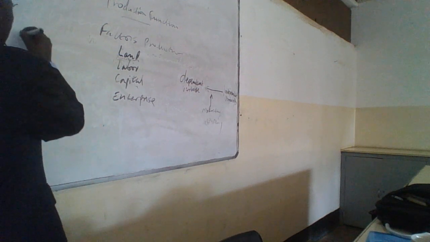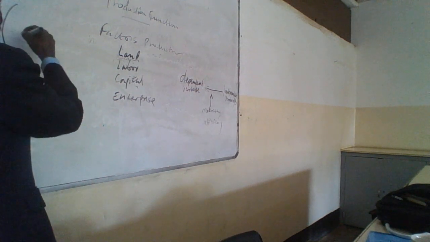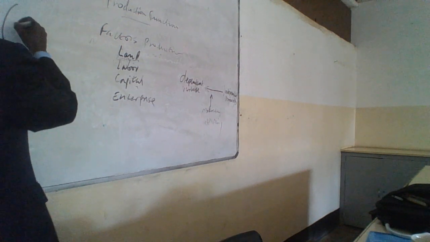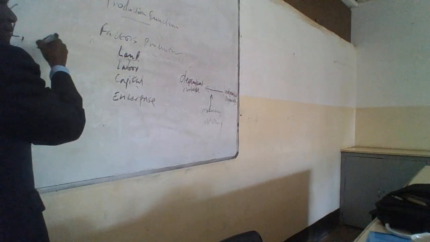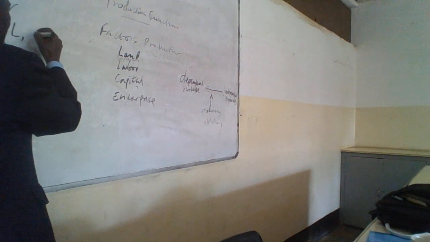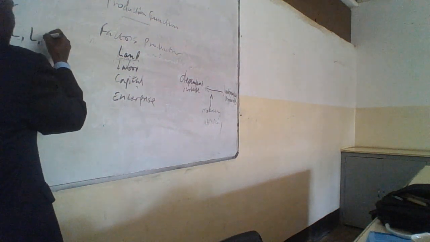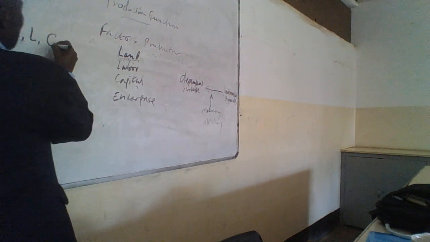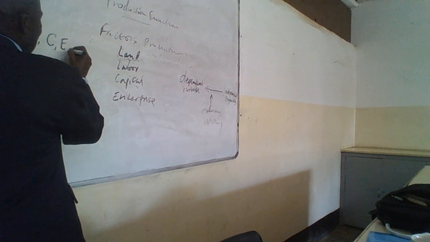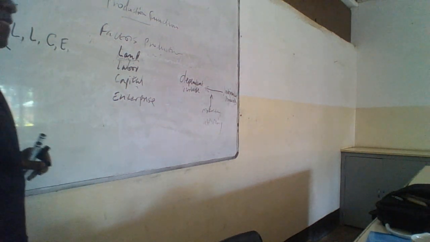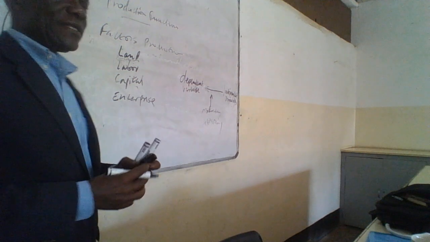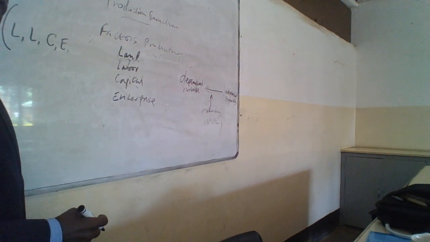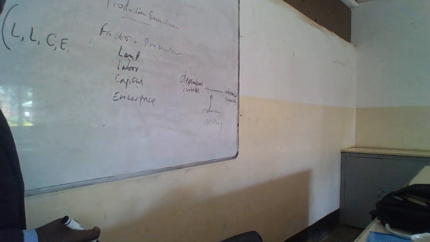So, what did we say? We said, what are the factors of production? We said land. We said labor. We said capital. And we said entrepreneurship. What else would we add, if this quantity that we want has some other factors apart from the factors of production?